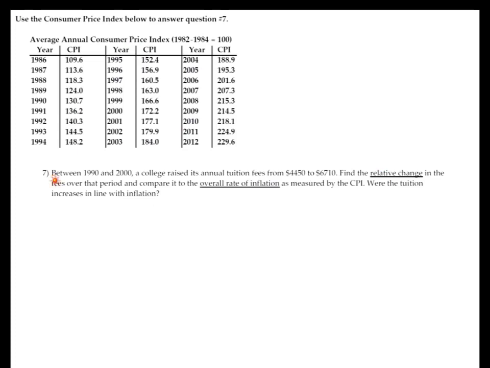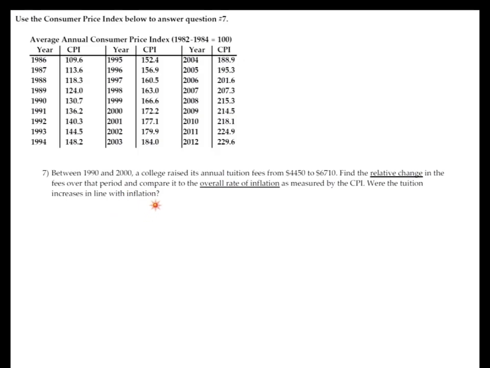Okay, so between 1990 and 2000, a college raised its annual tuition fees from $4,450 to $6,710. We're told to find the relative change in the fees over that period and compare it to the overall rate of inflation as measured by the CPI. So were the tuition increases in line with inflation?